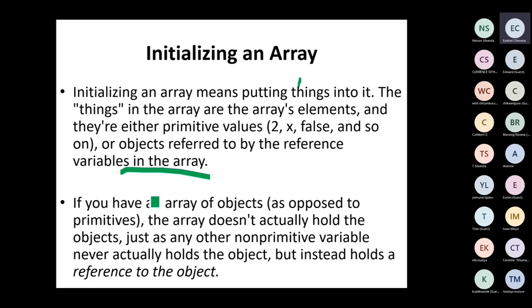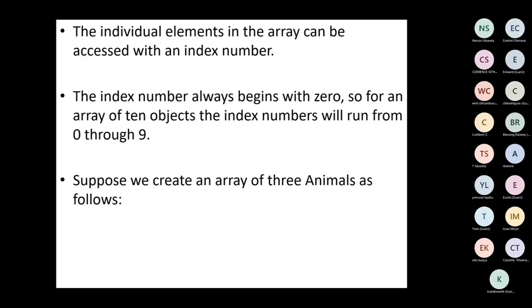So if you have an array of objects as opposed to primitives, the array doesn't actually hold the objects, just as any other non-primitive variable never actually holds the object, but instead holds a reference to the object. So that whenever we use that reference, we can get the exact value of that object.